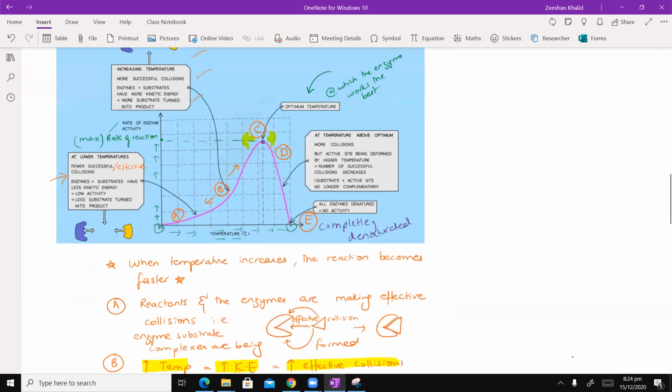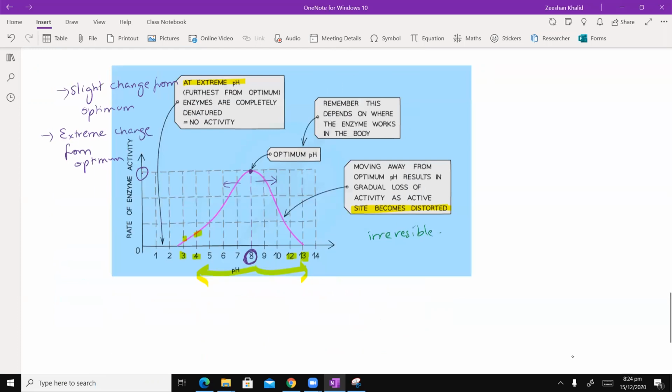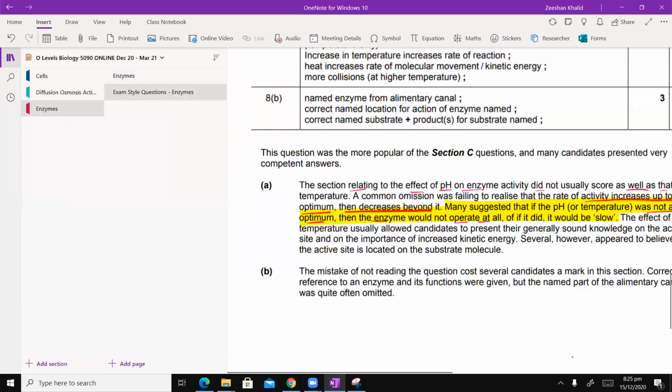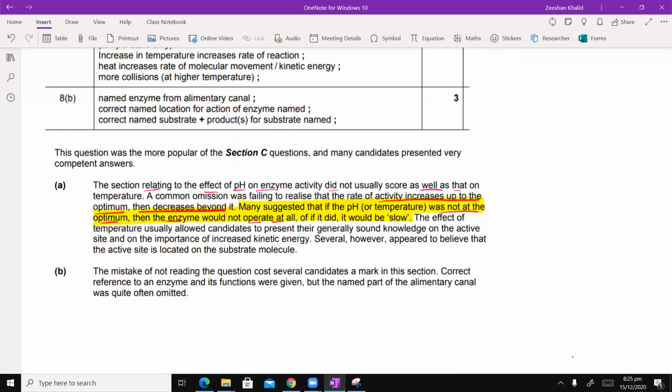And if you look at the same for pH, again, as you can see, अगर वो थोड़ा सा जा रहा है beyond the optimum, then the rate is decreasing, but it does not immediately stop. I mean, if 8 is the optimum, it does not just stop the rate of reaction at 9. Look, the rate of reaction is still high at 9, but it's relatively slower in comparison to the maximum. So examiner यहाँ पे यही कहना चाह रहा है कि अक्सर बच्चों ने क्या किया था, many suggested that if the pH or the temperature was not at the optimum, then the enzyme would not operate at all. Okay, so that's incorrect.